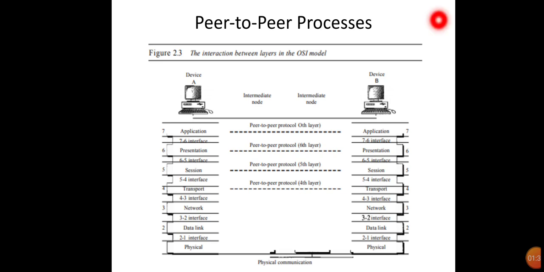This is the peer-to-peer process, the interaction between layers in the OSI model. This is device A, which has the 7 layers, and this is device B, which also has the 7 layers. The fourth layer is the peer-to-peer control protocol, then the fifth layer, sixth layer, seventh layer. The remaining 3 layers that are involved in all the devices of the OSI model are the physical layer, data link layer, and network layer.